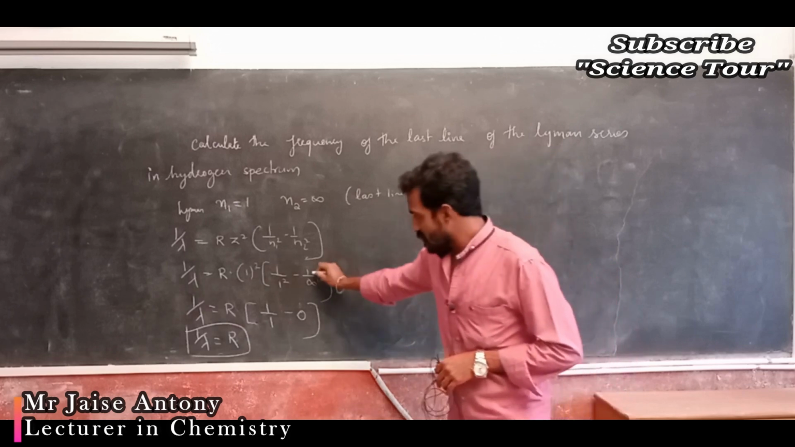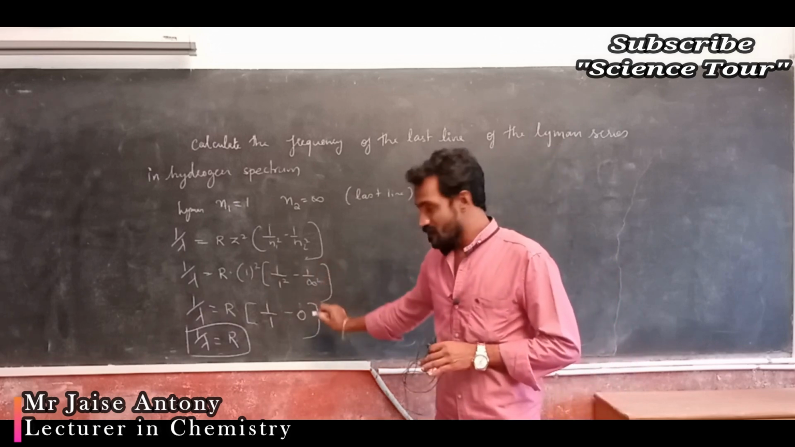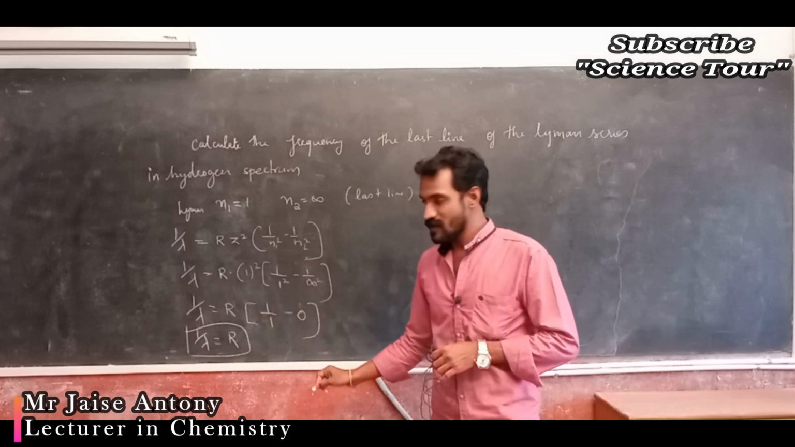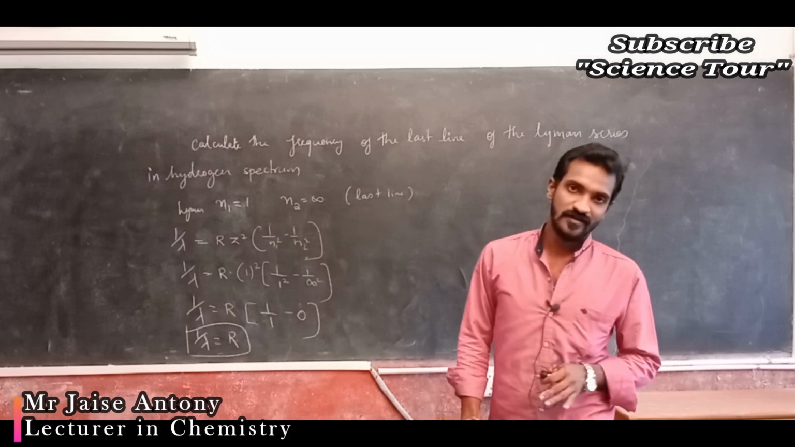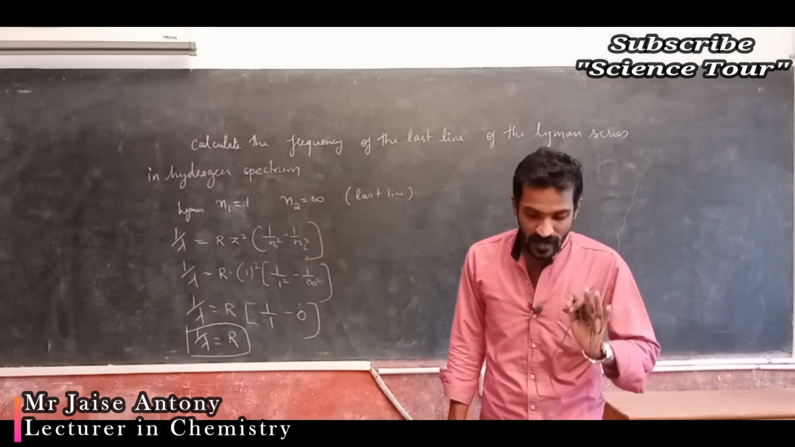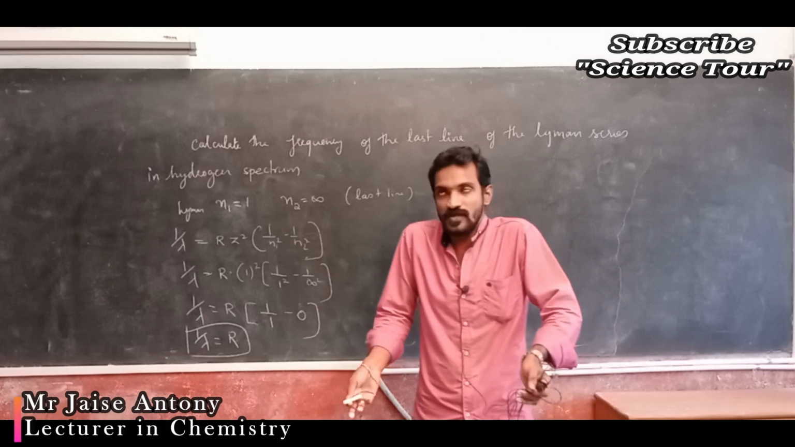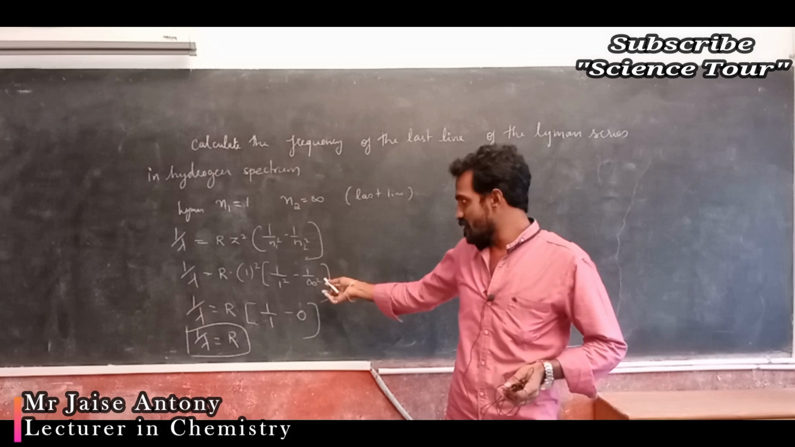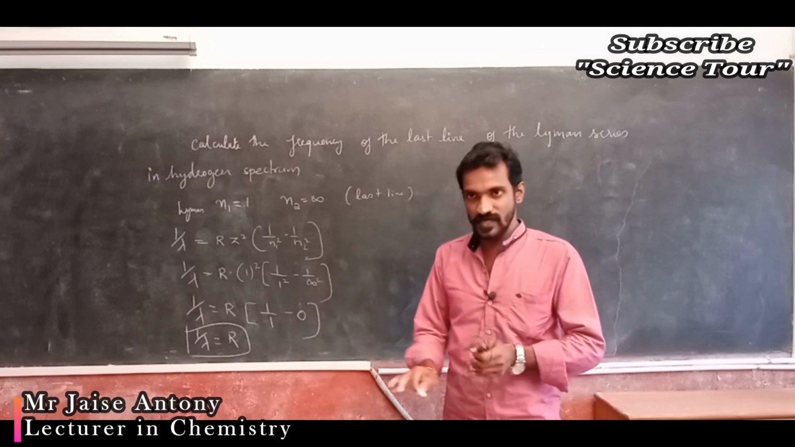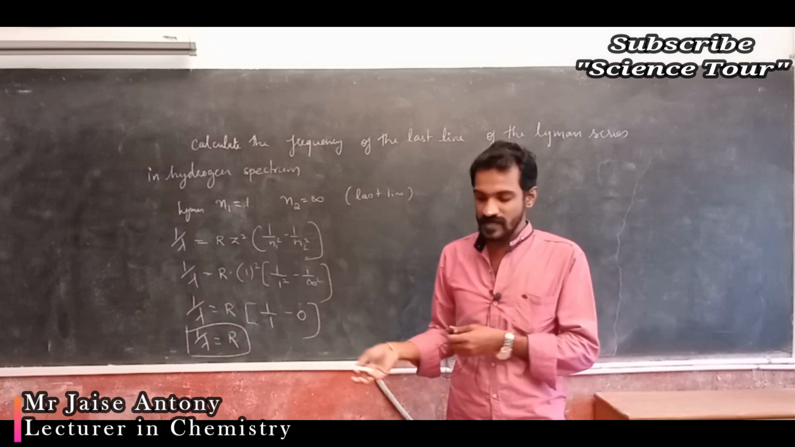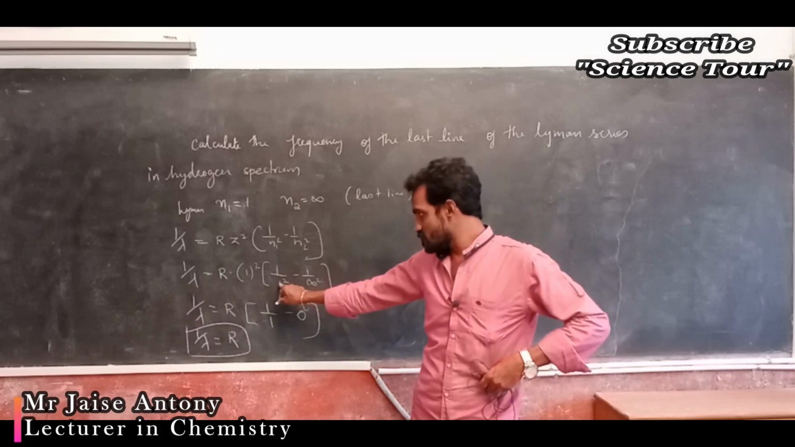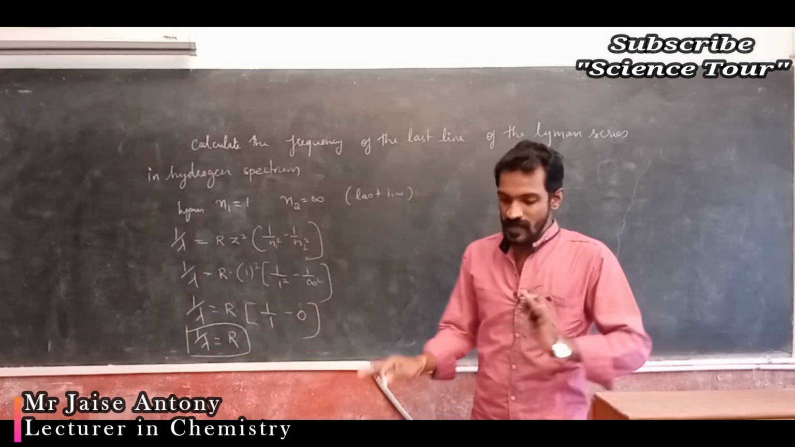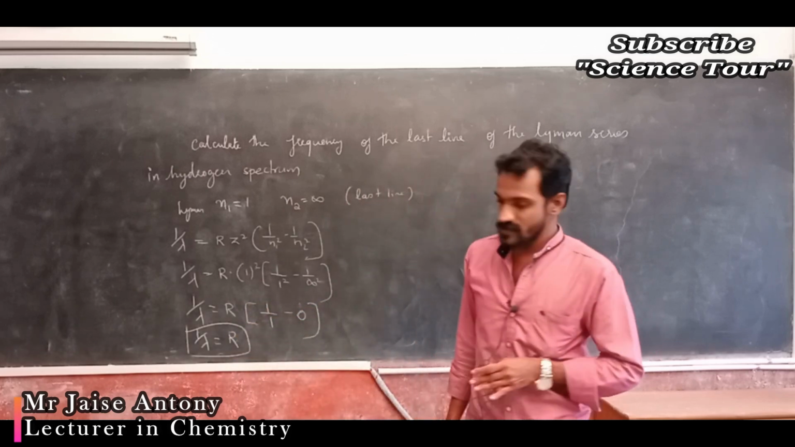Why? 1 by infinity square is 0. 1 by infinity is 0, and 1 by 1 square is 1 by 1, which is 1. R into 1 is R. It is a simple calculation part, don't get confused. Later you shouldn't say, okay, I don't know how to convert these mathematical forms. These are all simple mathematical forms. Note down this point: 1 by infinity is 0. Wherever infinity comes, 1 by infinity square is 0 only. Here 1 by 1 square is 1 only. R into 1 is R. We got 1 by lambda is R.